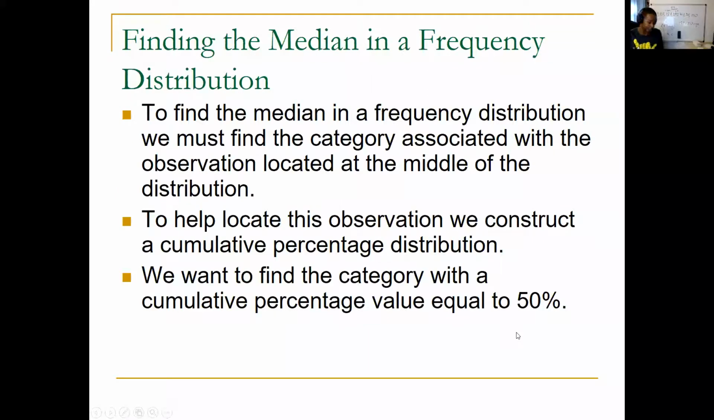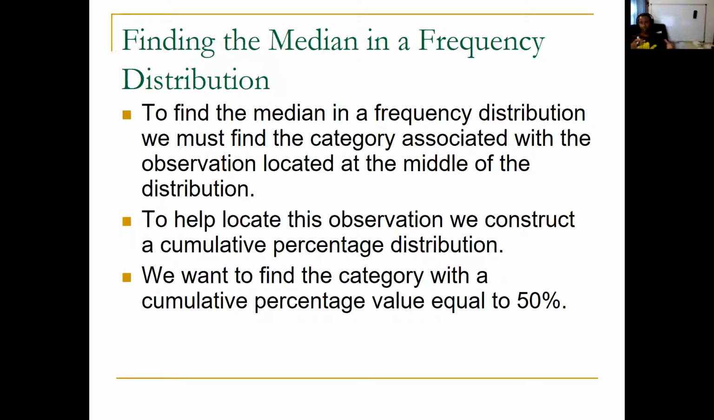Okay. Now, in order to do it in a frequency distribution, the process is a little bit different. So how do you go about finding the median in a frequency distribution? You need to take the frequency distribution. With ordinal level variables, the categories are already going to be in their logical order. That's the first thing. The second thing you want to do is create a cumulative frequency and a cumulative percentage distribution. Okay.